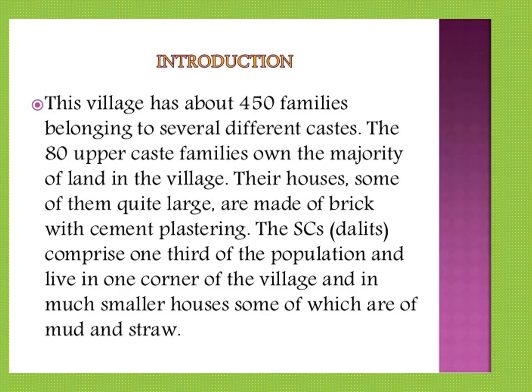So that's another thing we need to know. Mud and straw houses and brick houses with cement plastering. Two things. And 450 families. Out of 450, only 80 families own a large part of the village. So 450 minus 80, so 300 plus some big number live in a very small part of the village, hardly owning any land.